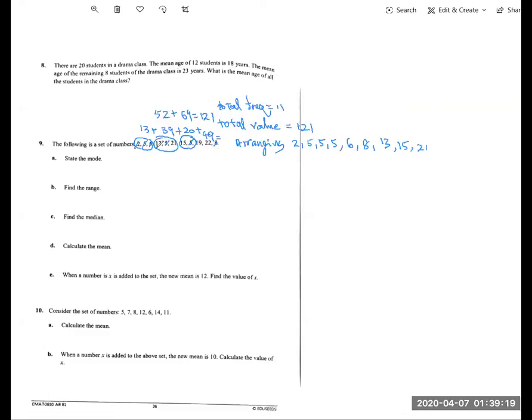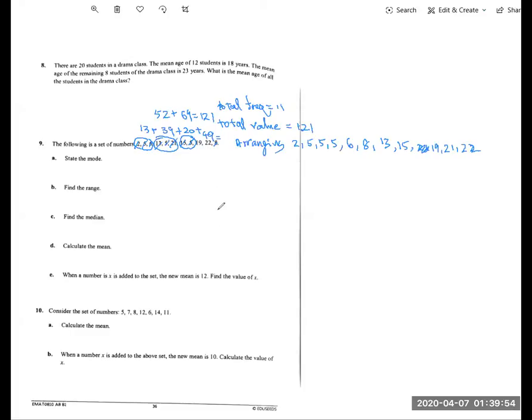Okay, 13, 15, 21. Do we miss 19? Yes, we missed the 19. So it's supposed to be 19, 21, 22. Now, we know there are total 11 numbers. Let's check, do we have 11? 1, 2, 3, 4, 5, 6, 7, 8, 9, 10, 11. Right.